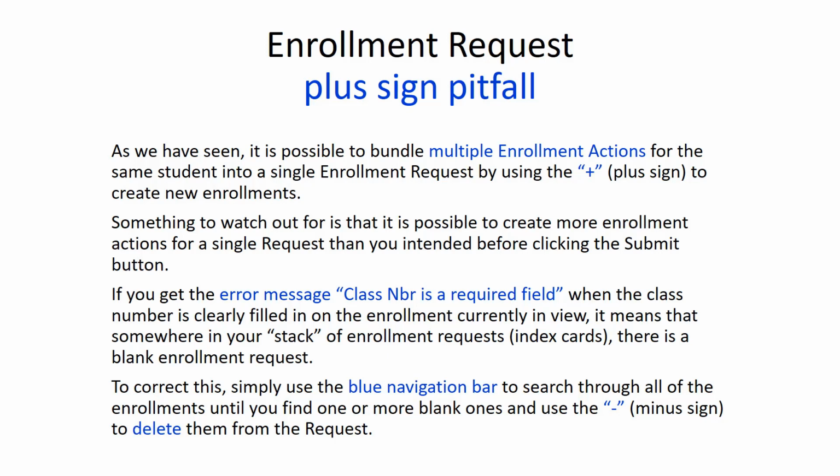To correct this, simply use the blue navigation bar to search through all of the enrollment actions until you find one or more blank ones, and then use the minus sign to delete any and all blank enrollment actions or partially completed enrollment actions from the request before hitting the Submit button again.